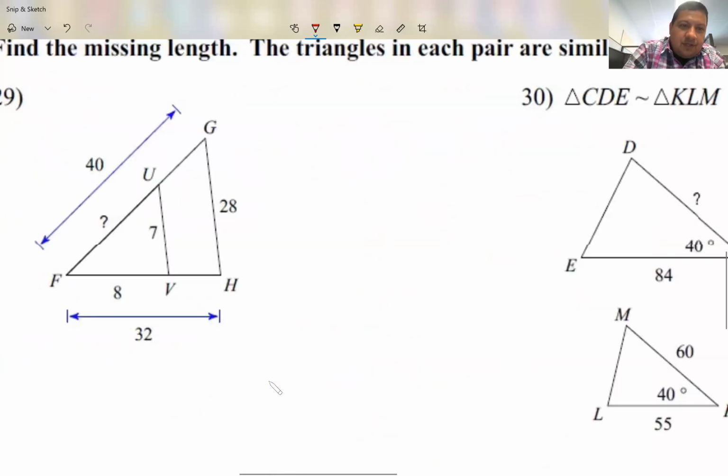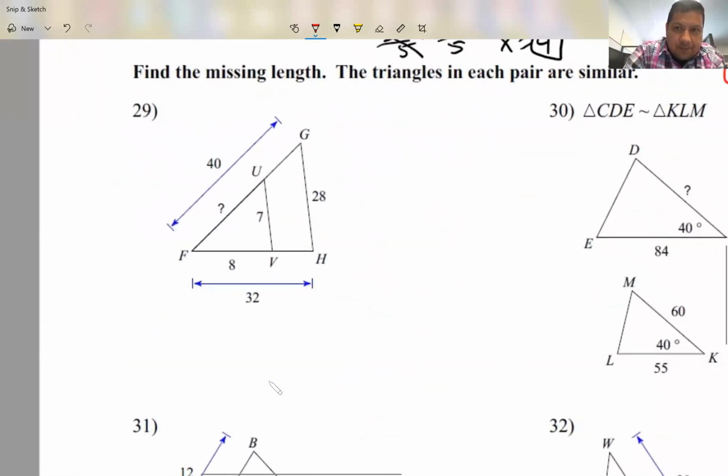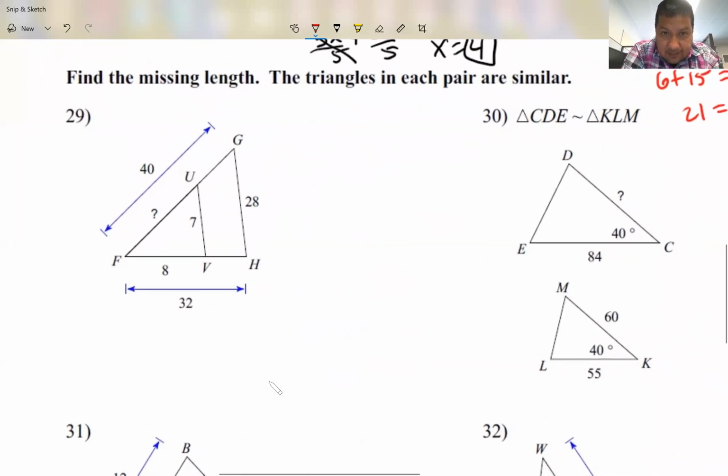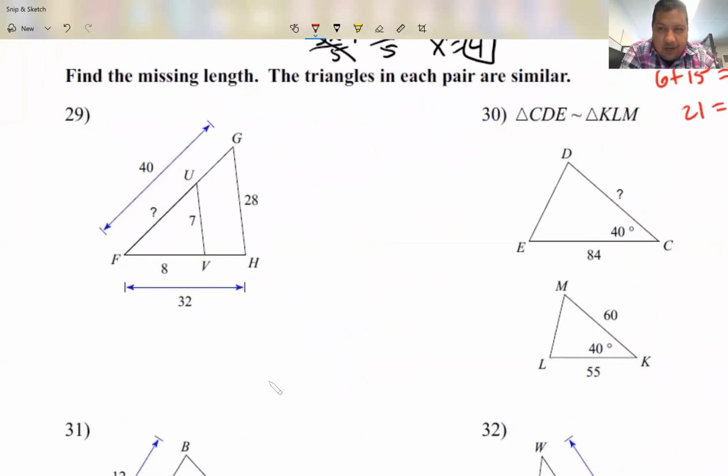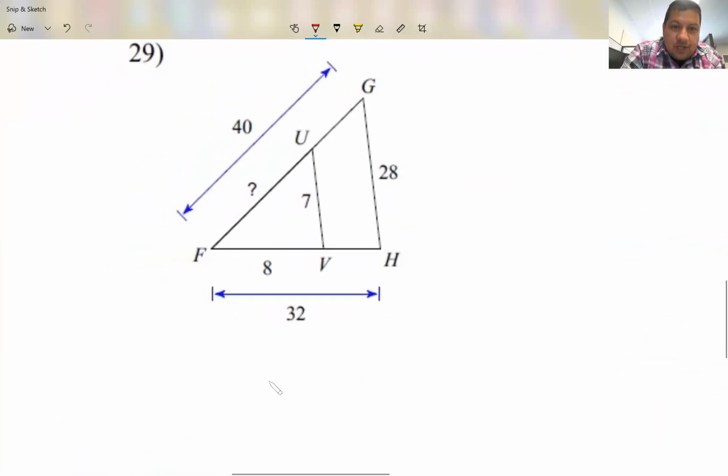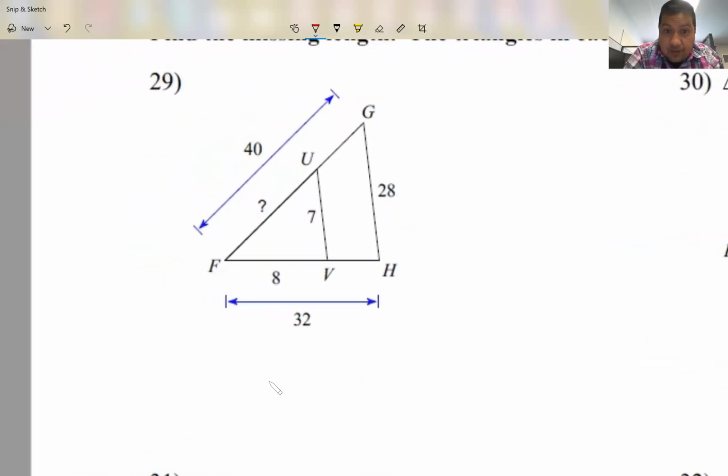All right, now let's move on to this next topic, number 29. Find the missing length. The triangles in each pair are similar. Because they are similar, angles are equal and sides are proportional. I do have two triangles in here. One of them I see here in red. As a matter of fact, I have three sides of that triangle.